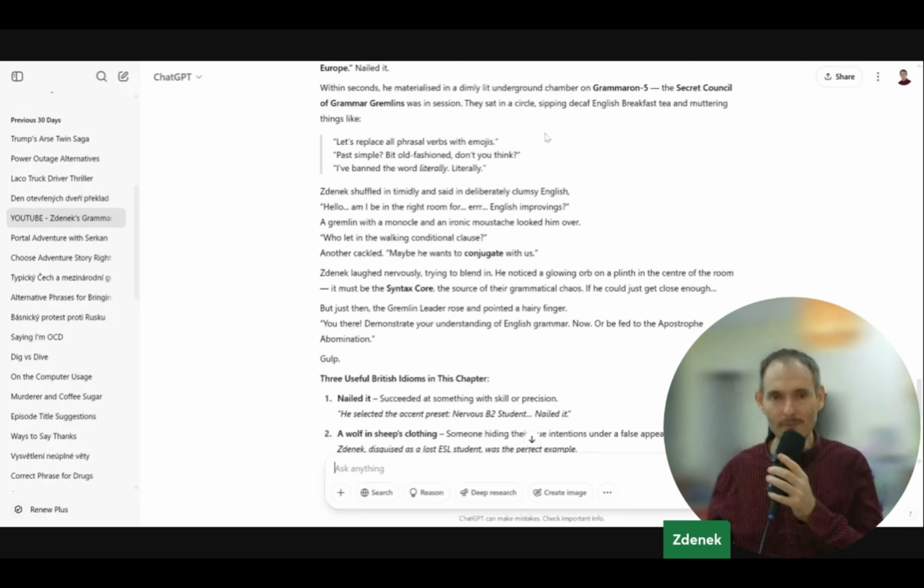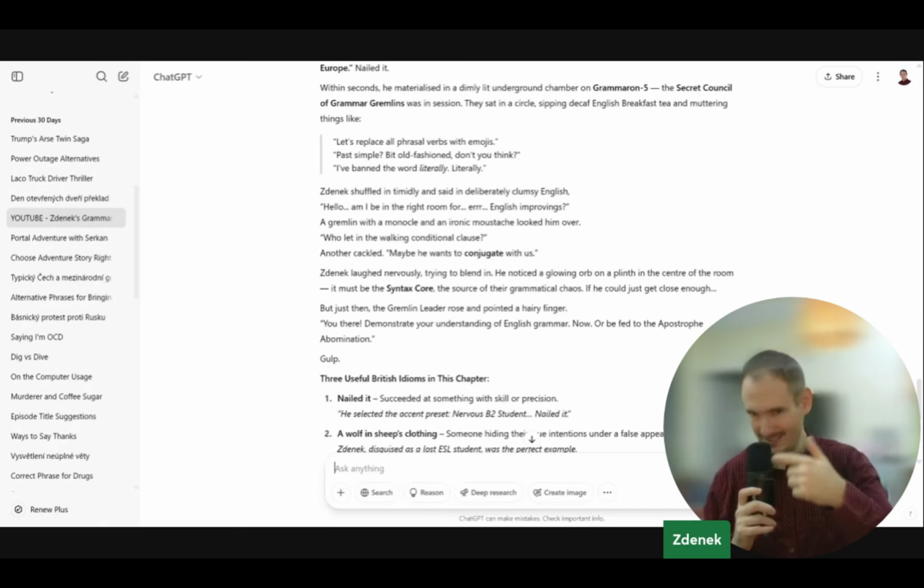Well, another cackled. Maybe he wants to conjugate with us. All these puns, they are terrible. Conjugate, yeah, you can conjugate a verb, but in the English language, the only thing that happens in terms of conjugation is the s in third person singular. I work, he works, she works, right?